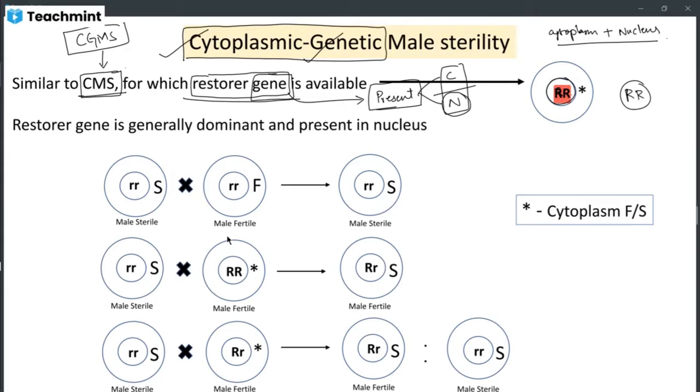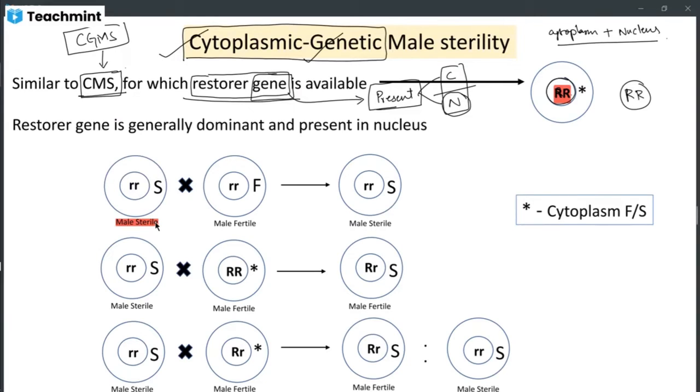Now we will see how this restorer gene is being used in hybrid seed production, and how it can be transferred to different lines. We have one line where the cytoplasm is sterile as well as the restorer gene is in the recessive condition. Then what will be the status of this line? It will always be male sterile, right? Because the cytoplasm is sterile, and the restorer gene is also in the homozygous recessive form. So this will be male sterile.